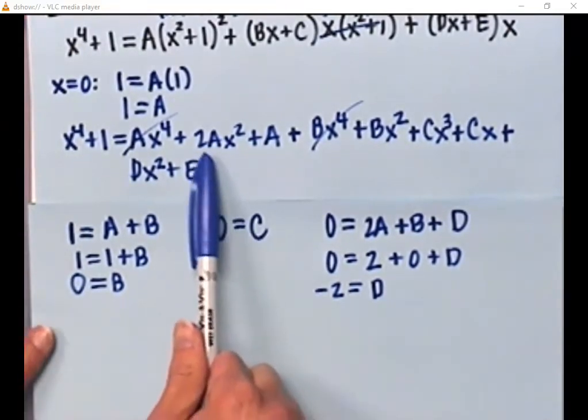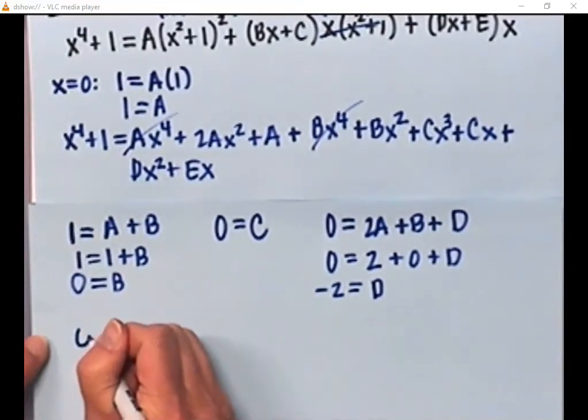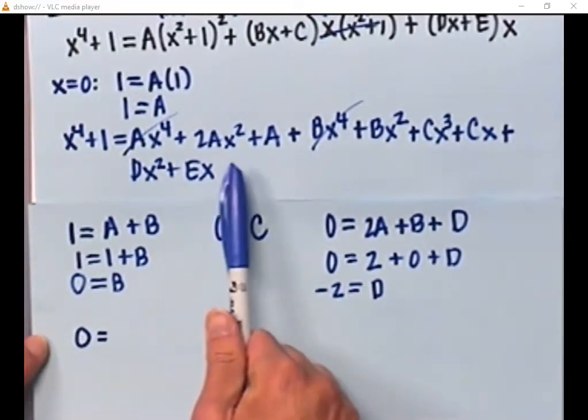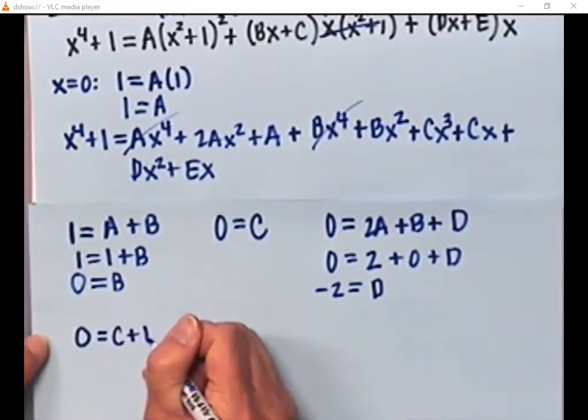And I see e is only from x. So the coefficient on x is 0. Do I have any other x's? Oh, I do. C and e. So 0 equals c plus e.